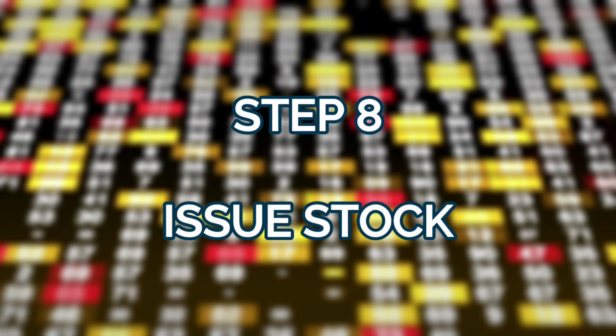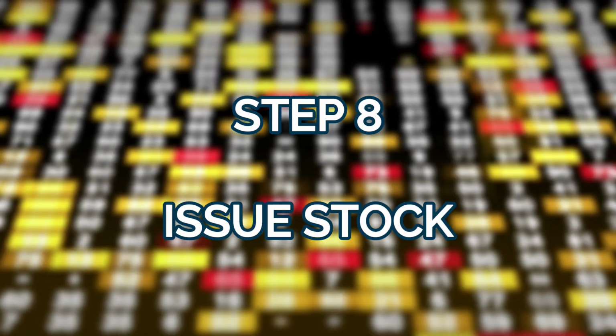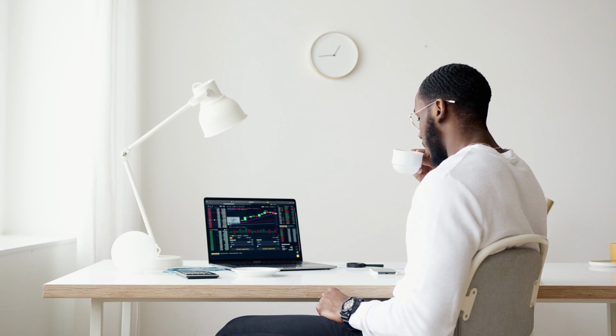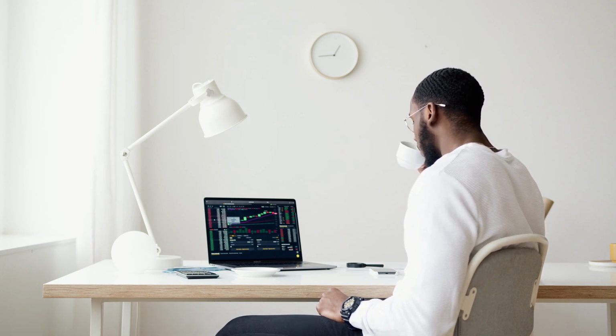Issuing stock is a fundamental aspect of a C-Corp and is step 8 of 13 to form a C corporation. This process involves distributing shares to initial shareholders, which raises capital and provides ownership stakes in the corporation. The details of the stock issuance are outlined in the articles of incorporation.